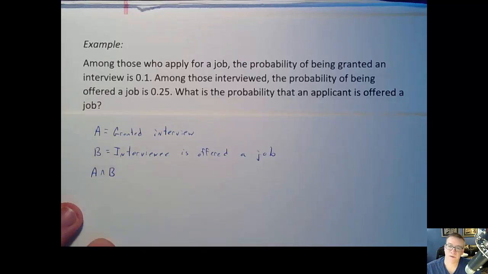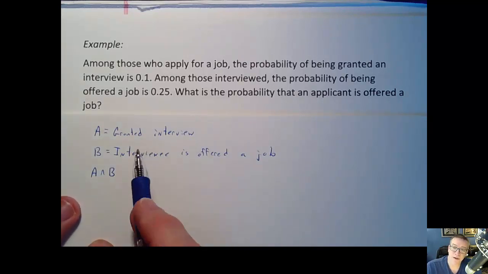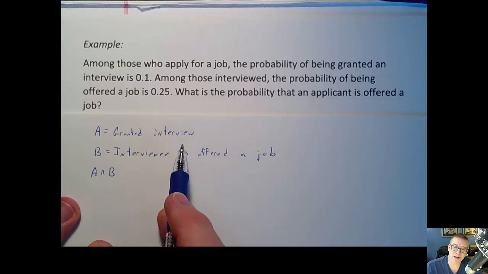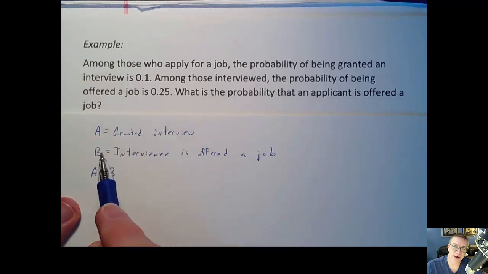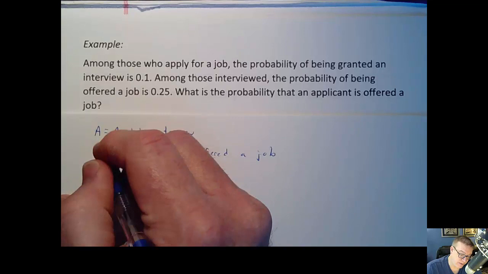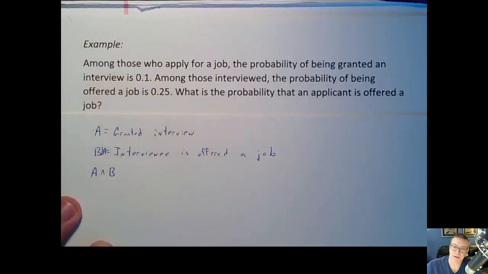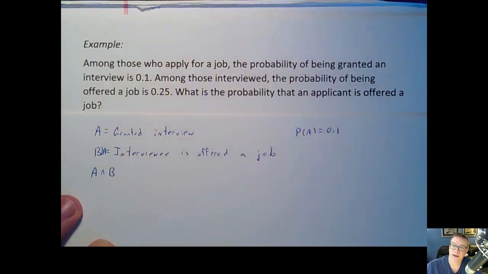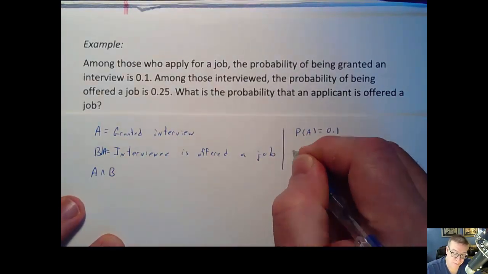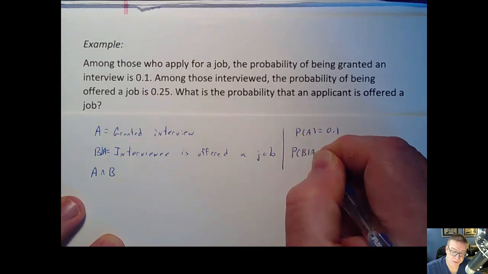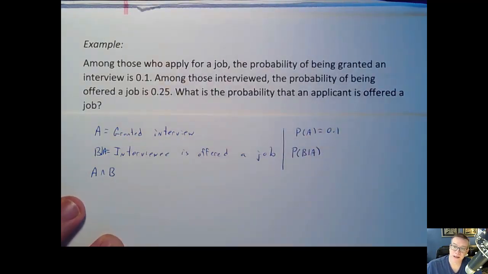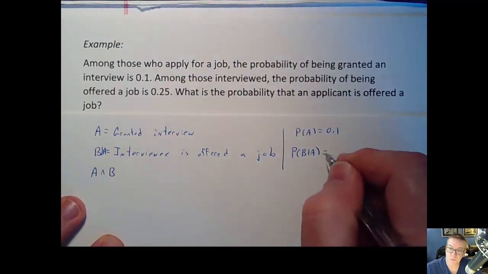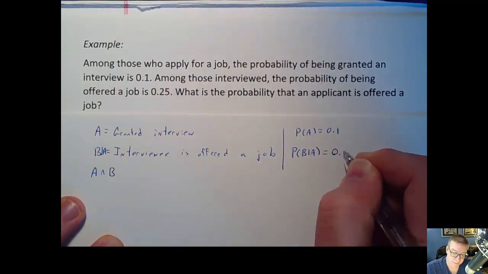But let's think about this second event right here. This event really can't happen unless the first one has happened. So this is not really just event B. This is event B given that A has happened. And we know here that the probability of A is 0.1, the probability that an applicant is granted an interview. And we're told that the probability that someone who has been granted an interview is offered the job is equal to 0.25.